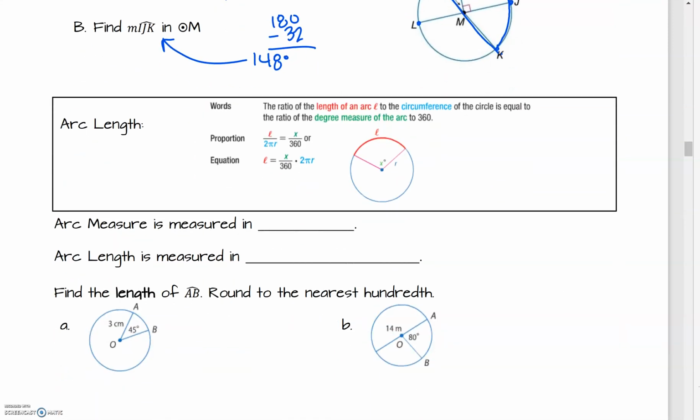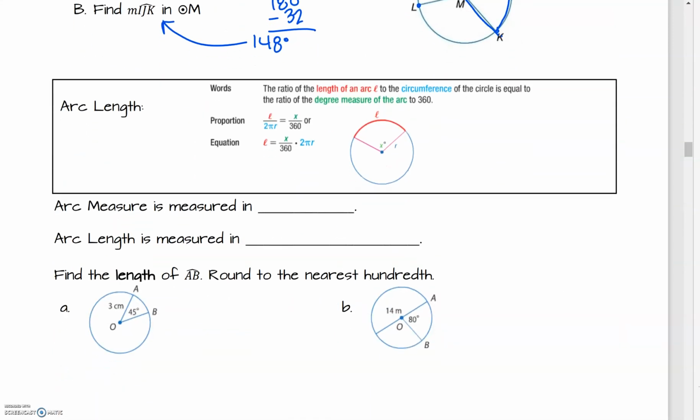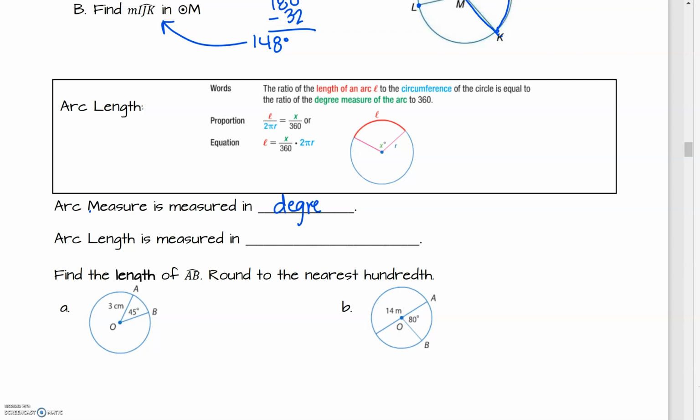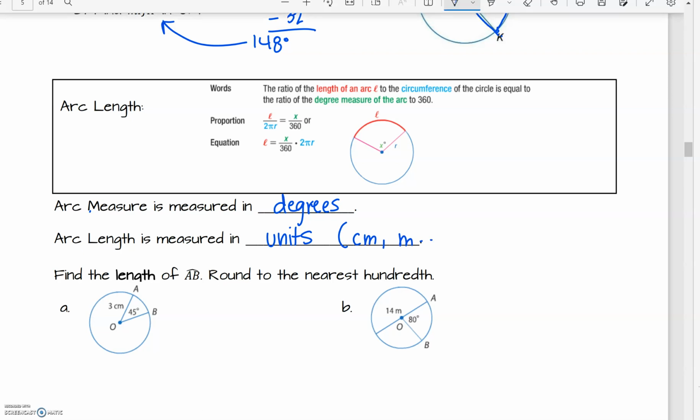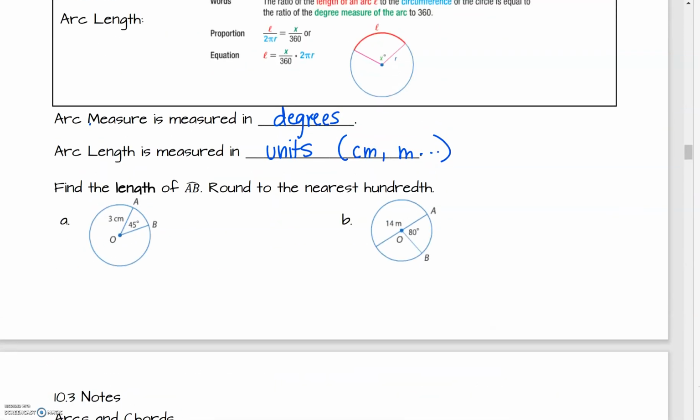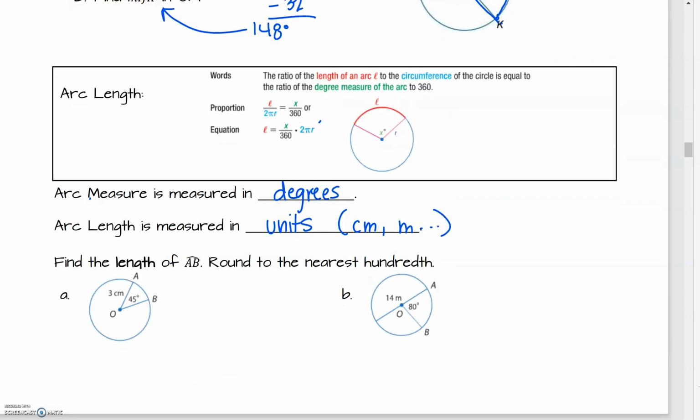So the last thing we're going to talk about is arc length. So the actual length of that arc. So not degrees, because arc measure is in degrees, but arc length is measured in units. So it's an actual length. So for example, like centimeters or meters, and so on, those length measurements, inches. So here is our formula.